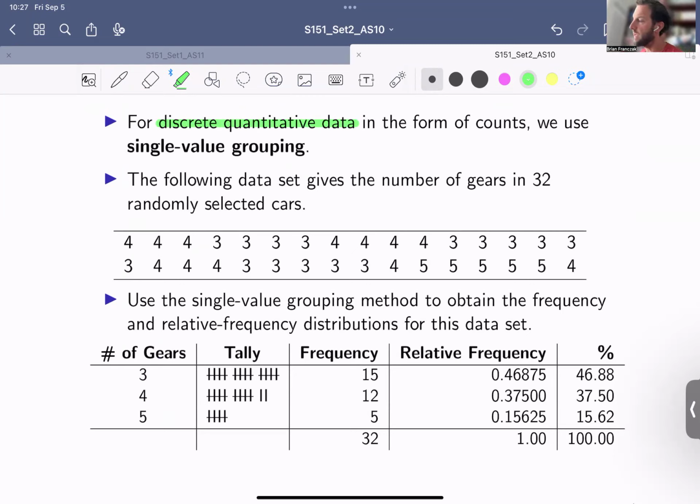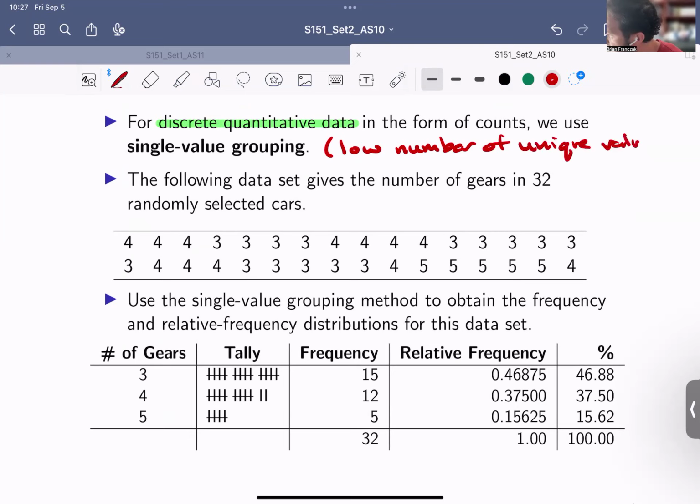But in this case, we have a low number of unique values with high repetition. Okay, so what I'm saying here is if we have a discrete quantitative data set, one binning option is single value grouping. We use single value grouping when we have a small number of unique values. So you can see here there's only 3 unique values, 3, 4, 5, and there's a high amount of repetition at each of those values.